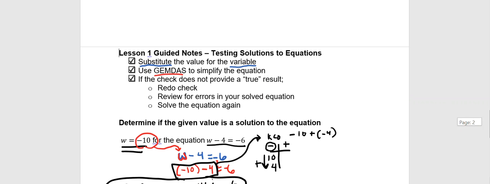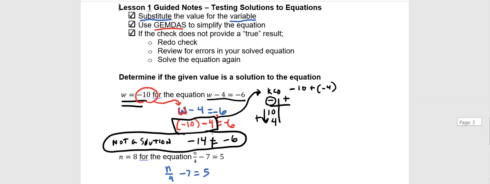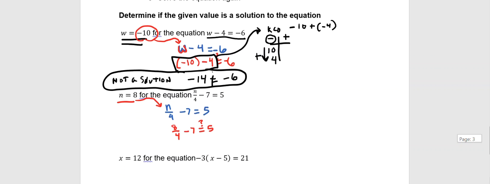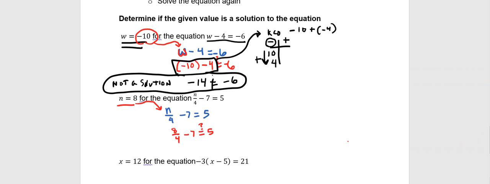So I rewrote the equation because it's always a good starting point. Now I'm substituting the value in. So I'm going to substitute n equals 8 in for n there. So I'm going to say 8 over 4, 8 divided by 4 minus 7. Does that equal 5? And again, you don't need to put the question mark there, but I like to put it because it's not a true statement as yet. So here we have some order of operations, don't we? Here I have GEMDAS. So I'm just going to make a note of that. I have GEMDAS.